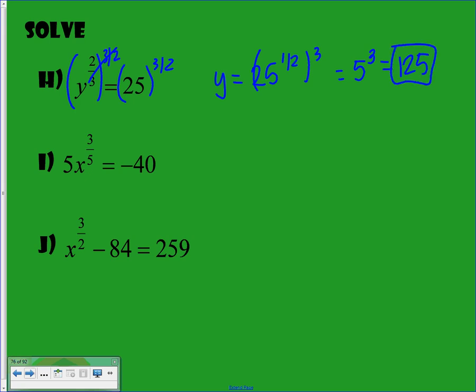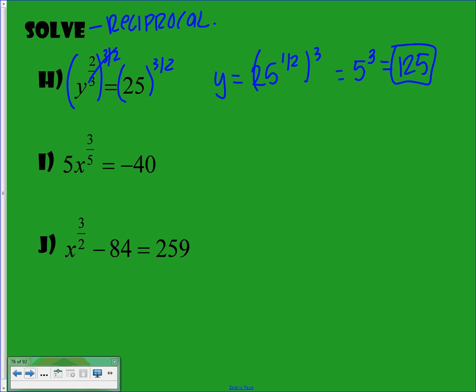You are flipping it because there's an equal sign. A lot of you are going to forget to flip it. So if it's 2/3, you have to raise it to the 3/2. If you're trying to solve when there's an equal sign, you always need to take the reciprocal. So keep that in mind.